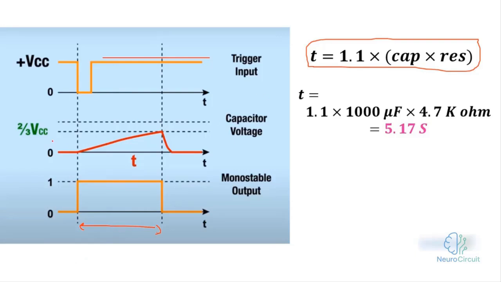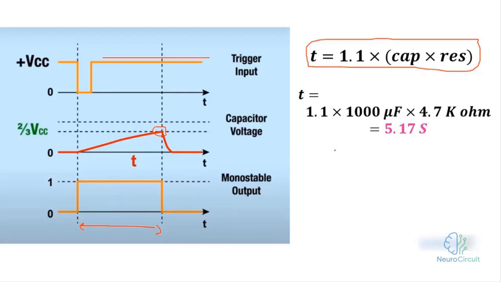Now, when it reaches 2/3 of VCC, that is the voltage, at that point, our capacitor is fully charged. So at this point, our capacitor is charged up to 2/3 of VCC, and this causes our monostable output to be displayed like this.